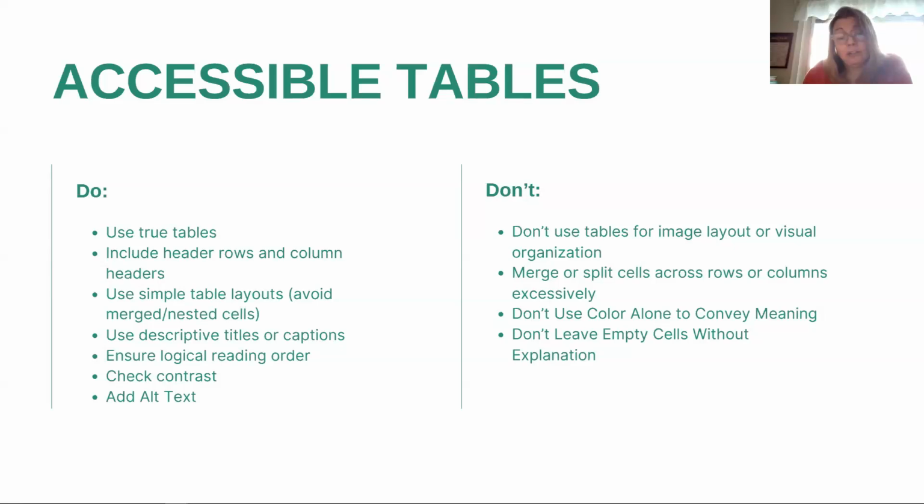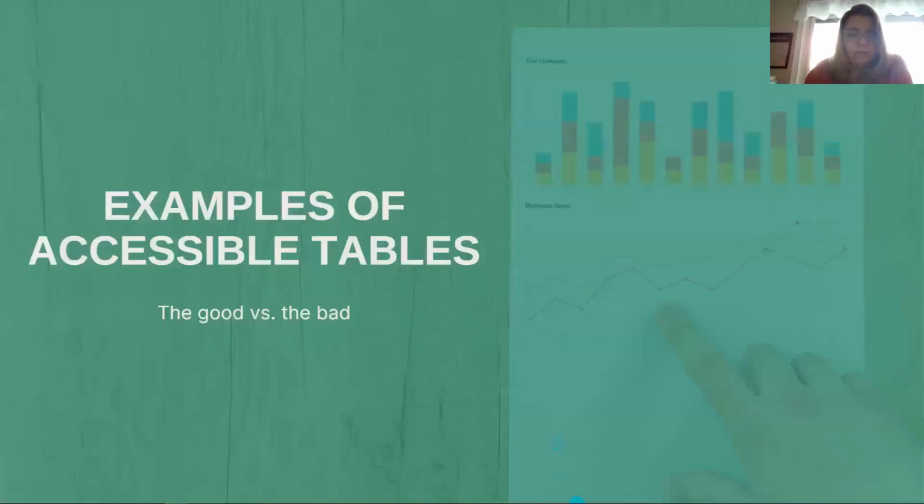And if you're not sure if your table is accessible, again, Word, PowerPoint, and even Canvas have built-in accessibility checkers to find if you have any issues with your tables or with your images, sorry, in here. So here's an example. We're going to move on to our next one. Again, the good versus the bad.